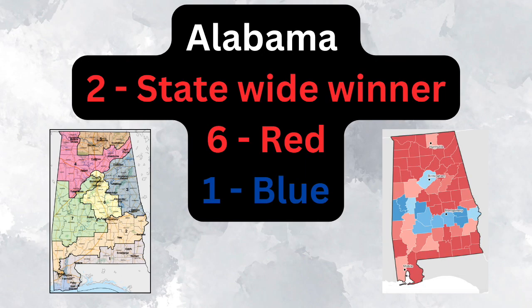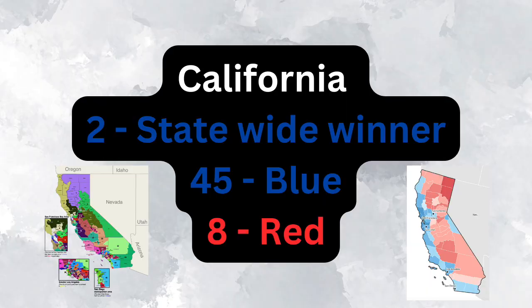Alabama voted red overall in the 2024 election, so they would automatically get 2 votes red. Then if you break it down by congressional district, out of the 7 remaining votes, 6 would go red, 1 would go blue. California overall voted blue in the 2024 election, so they would automatically get 2 votes blue. The other 53 votes would go 45 blue, 8 red.